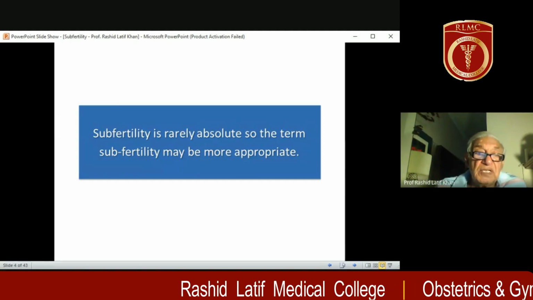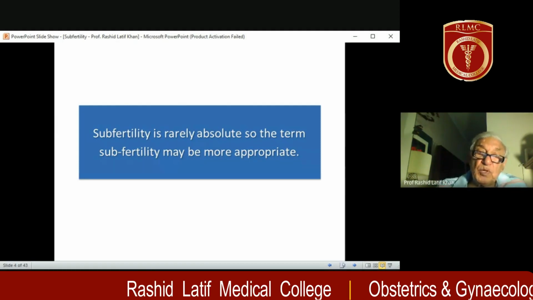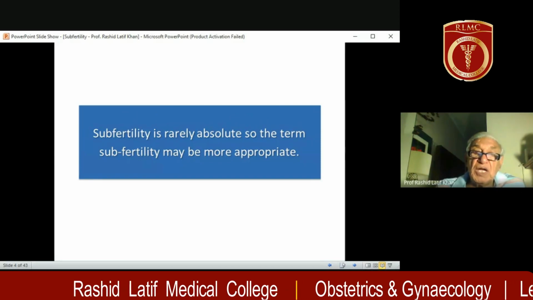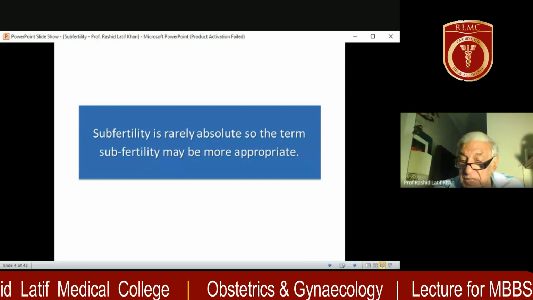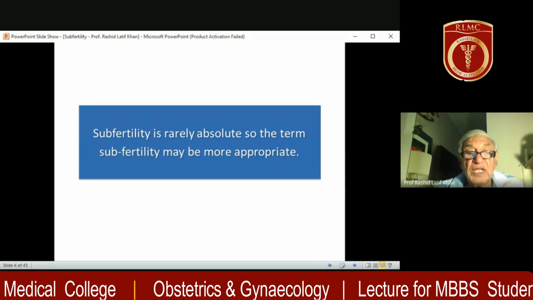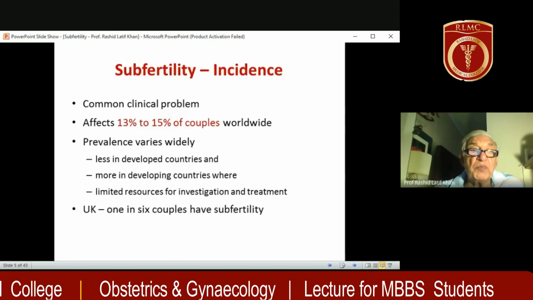And as I said, subfertility is rarely absolute. Very few patients cannot be helped, but most of them can be helped. That's why subfertility is more appropriate.